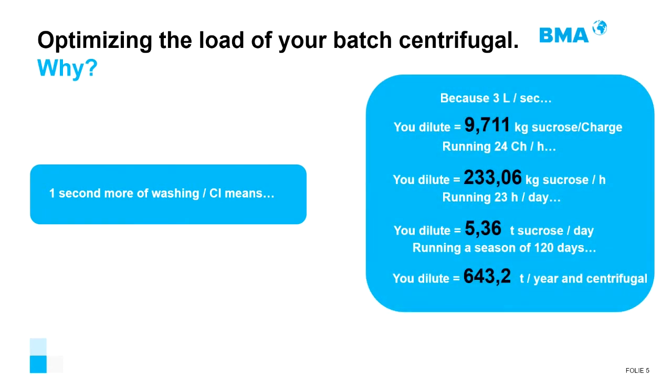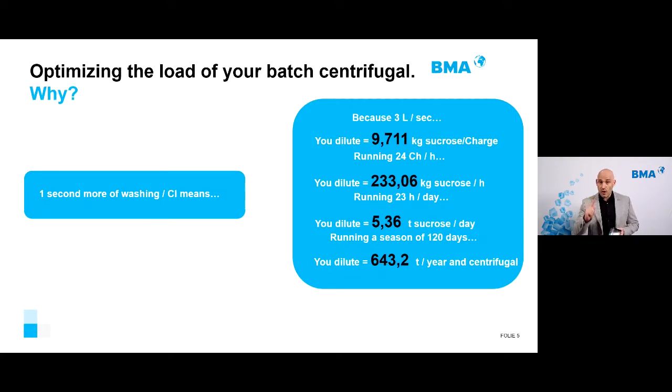That means that in one charge, adding only 1 second more washing water, you are diluting 9.7 kilograms of sugar in your basket, in your centrifuge. And now I will start to multiply. Let us assume that your centrifuge is running 24 cycles per hour. That means that you dilute 233 kilograms of sugar per hour in the centrifuge. Again, sugar ready to discharge.